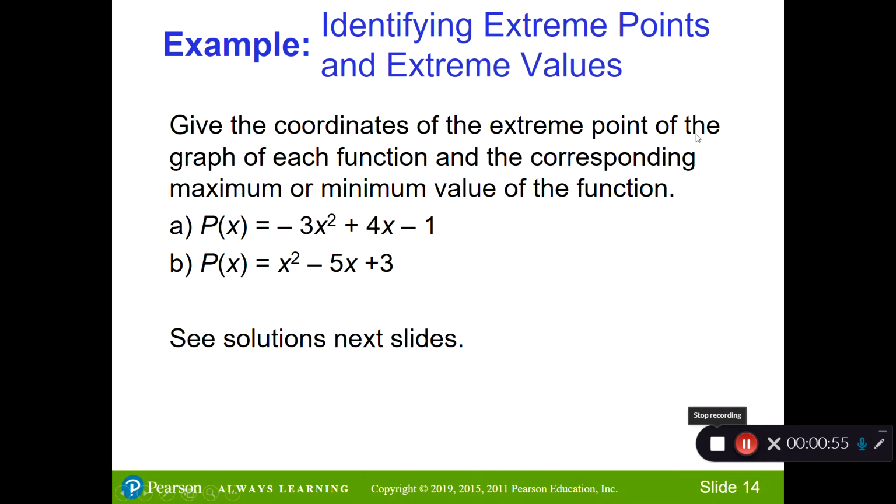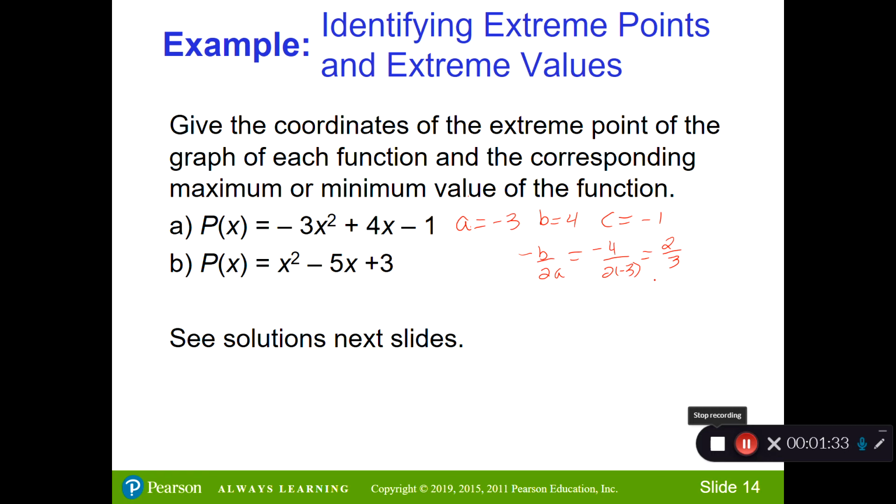Let's give the coordinates of the extreme points of the graph of each function and the corresponding maximum and minimum values of the function. So, for this first function, my a is negative 3, b is 4, and c is negative 1. So the vertex, the x-coordinate, is going to be at negative b over 2a. So negative 4 over 2 times negative 3 would be a positive 2/3.